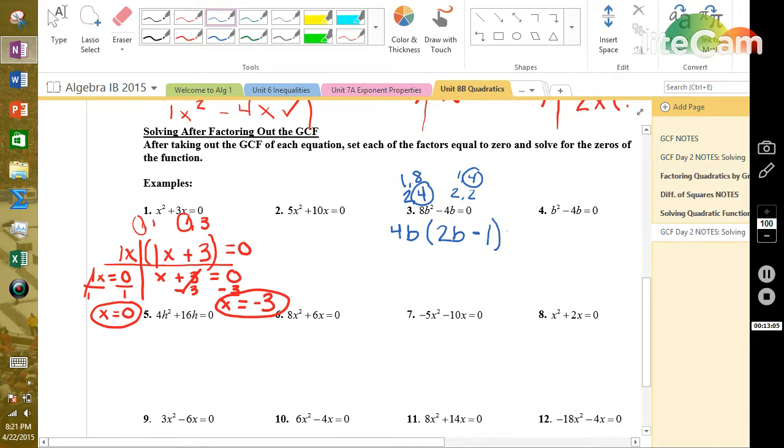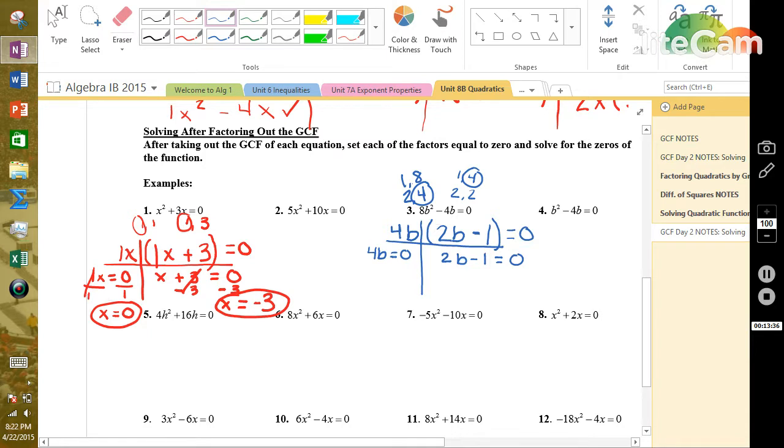Remember, now that we're solving, it's equal to 0. We have an equation, so we need to solve for our values. I'm going to make a table and set each factor equal to 0. On the left here, I have 4b equals 0, and on the right, I'll have 2b minus 1 equals 0.